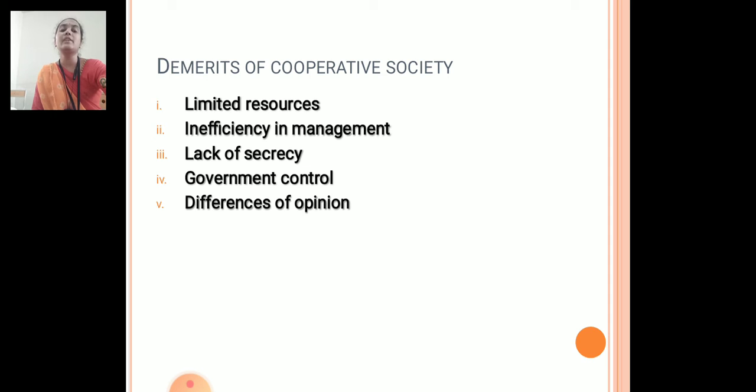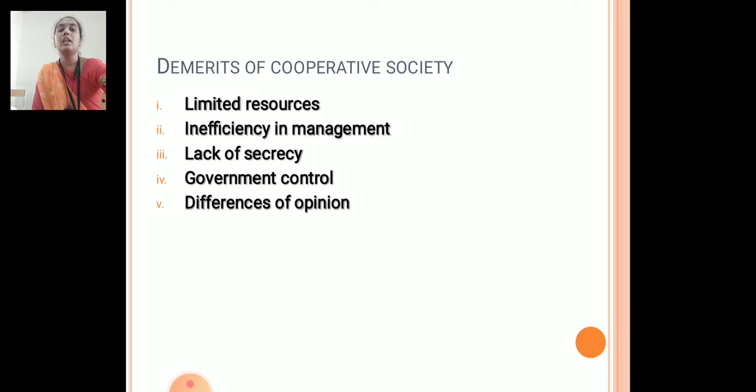So to meet that expectation, we have to give them such a high salary, and that is not possible for the cooperative society. Why? Because it has very little capital collected or assembled. So that is creating inefficiency in management.